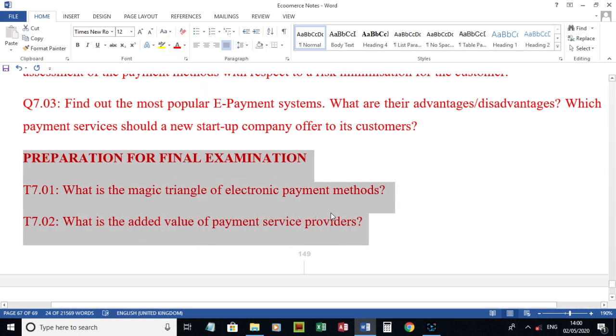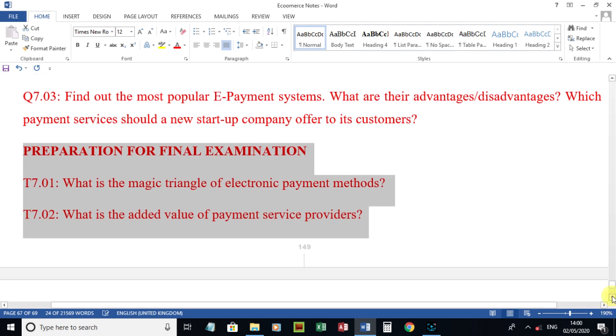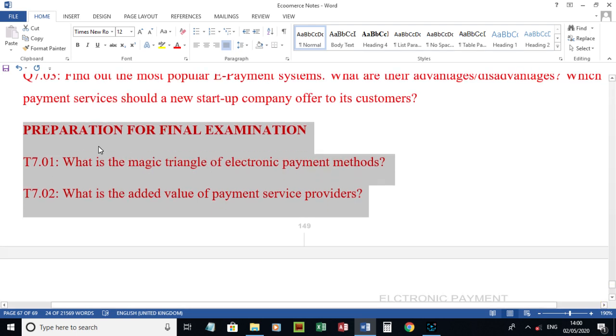What is the magic triangle of electronic payment methods? What is the added value of payment service providers? You are doing that one too. I need about half a page. Go do the research over the internet. What is the added value of payment service providers? Look at Alibaba and PayPal and any others. Go look at the added value they bring into e-commerce.